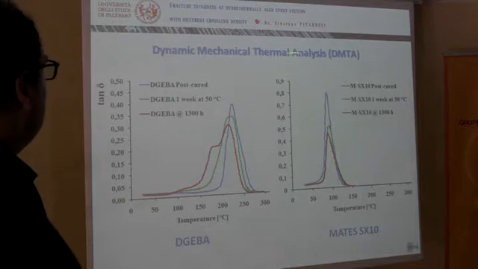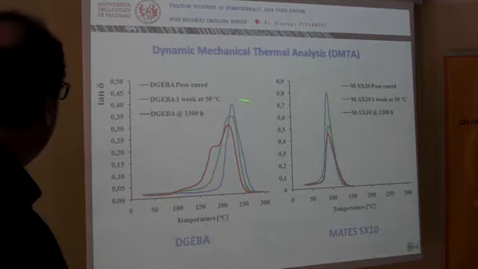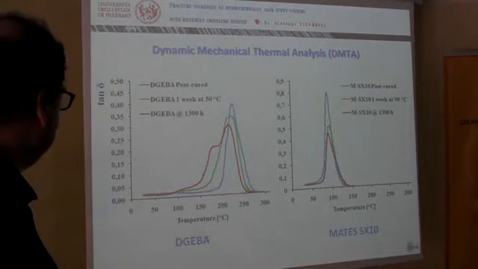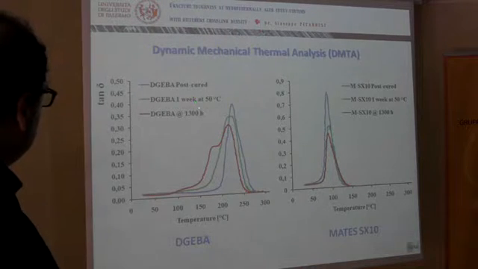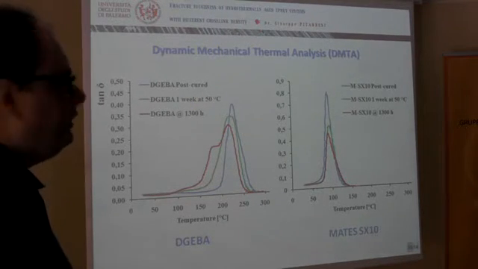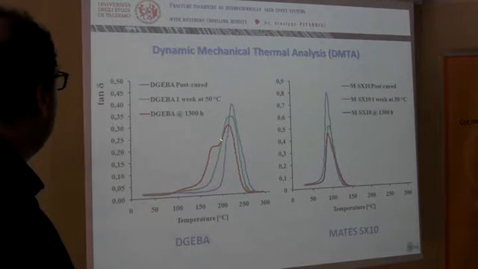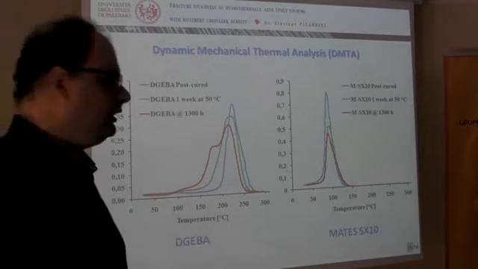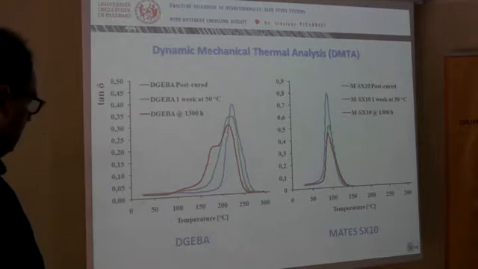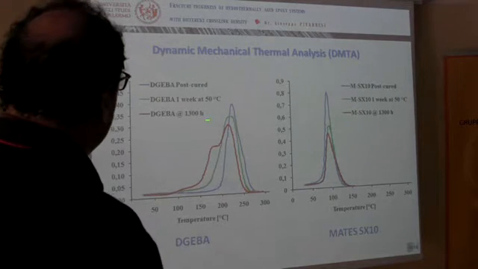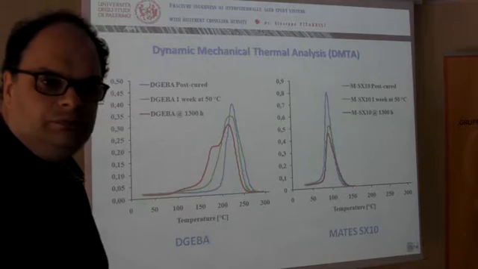This is the dynamic mechanical analysis results. We have found that for the DGEBA system, the aging, you see three curves here. One is taken with a not aged sample. The other one is taken after 1 week of aging, and the third one is taken after 1,300 hours.